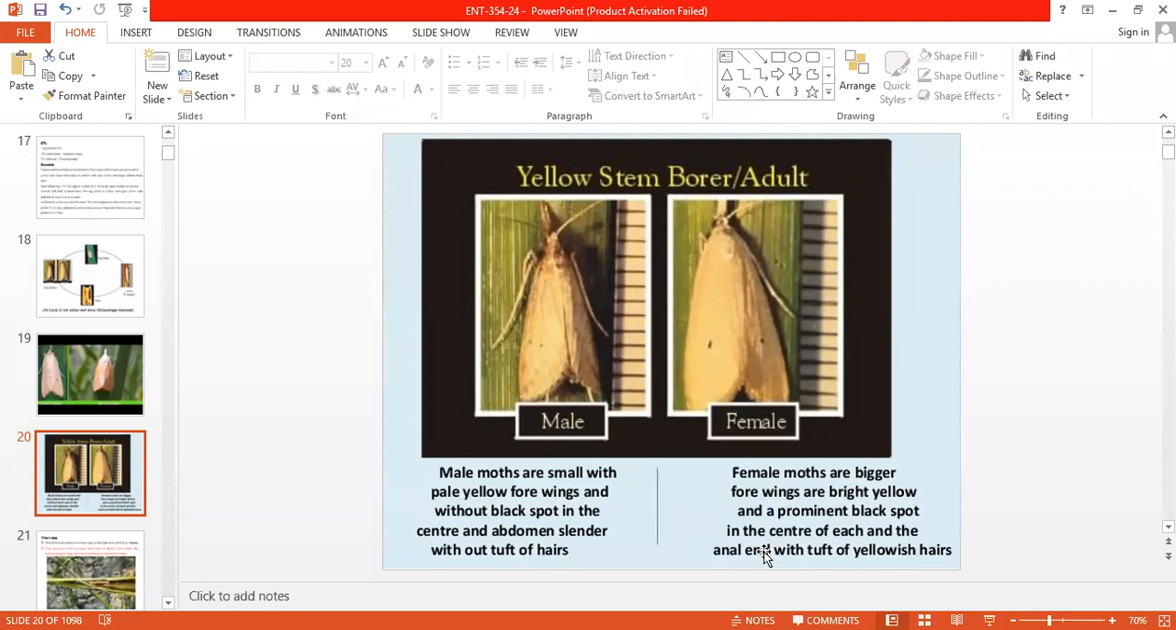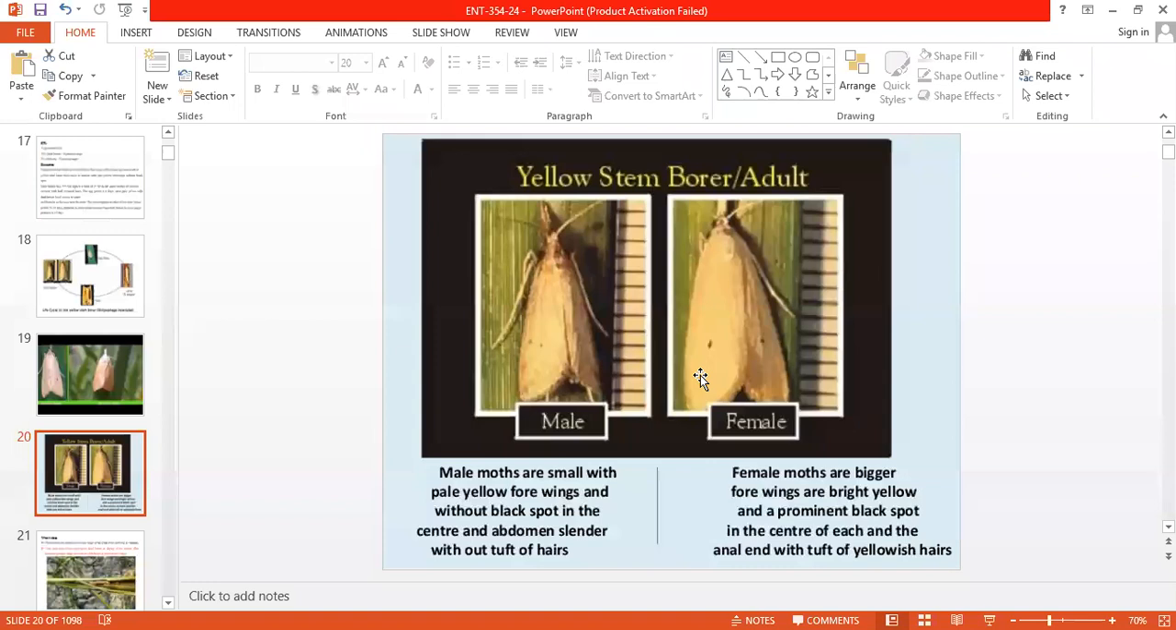And the anal end with a tuft of yellowish hairs of the forewings. Here is the anal end of that forewing, where the yellowish hairs are comparatively much more as compared to the male yellow stem borer.